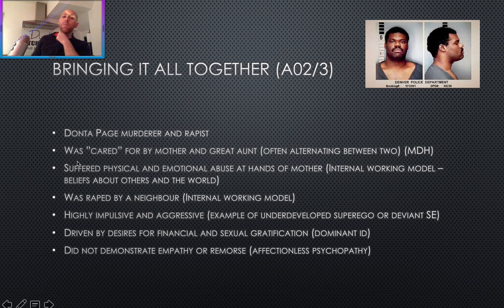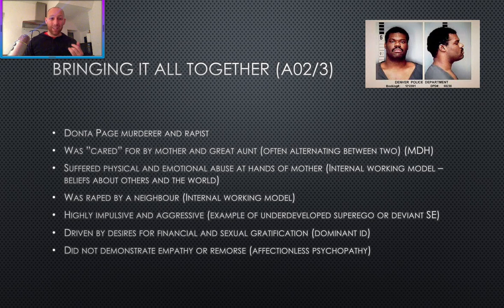He was cared for by his mother and great aunt, and I put cared in quotes because actually he was physically and mentally abused by his mother frequently. But he often alternated between the care of his great aunt and his mother, so no stable attachment could be formed with his mum. He suffered physical and emotional abuse at the hands of his mother. This could lead to a dysfunctional development of his internal working model, his beliefs about the world. Are other people generally good?